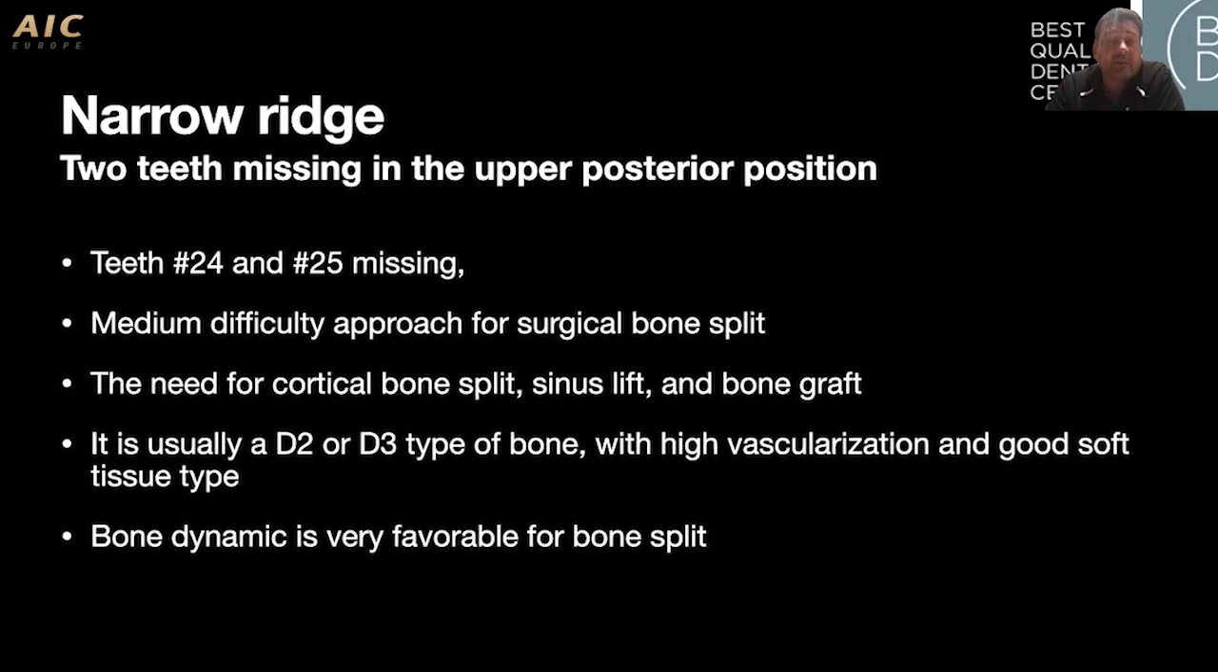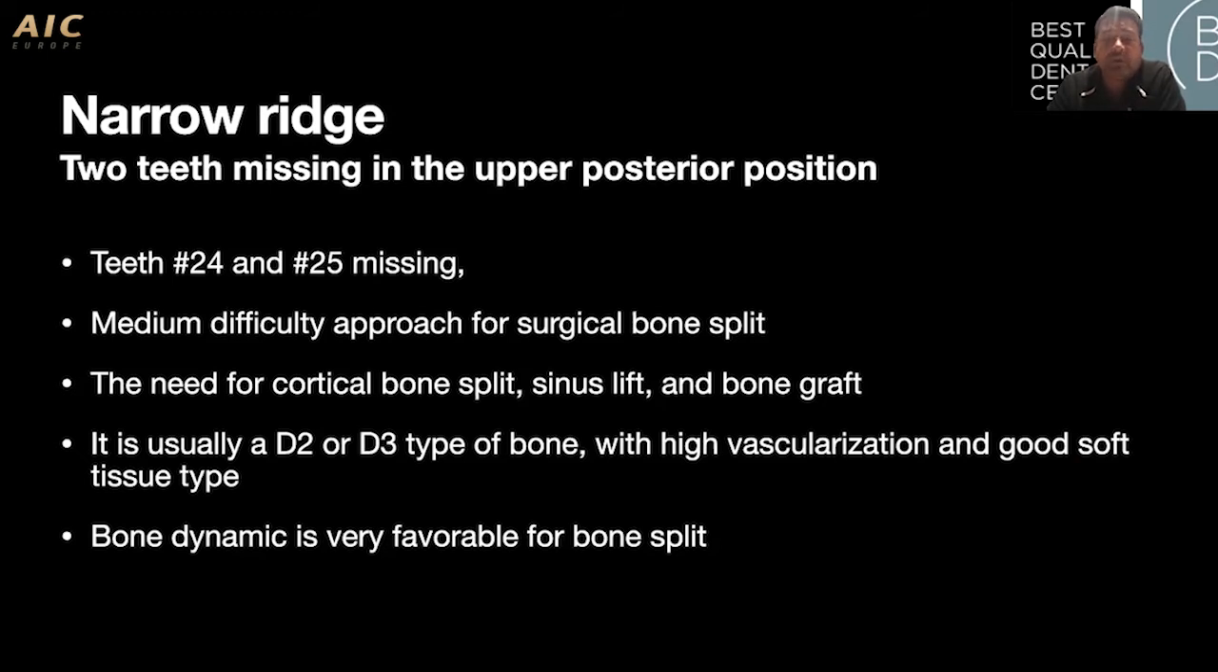Another example is 2 teeth missing in the upper posterior position. We are talking about 24 and 25. No, it's a mistake. I think it's 25, 26, but it's the same localization basically. We have a medium difficulty approach for surgical bone split over here because of the localization, and the patient has to open the mouth. But it's medium difficulty.